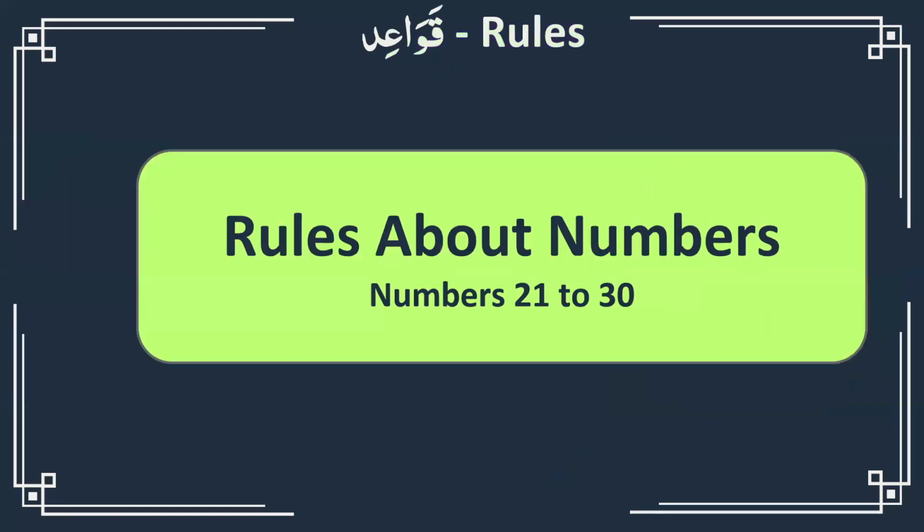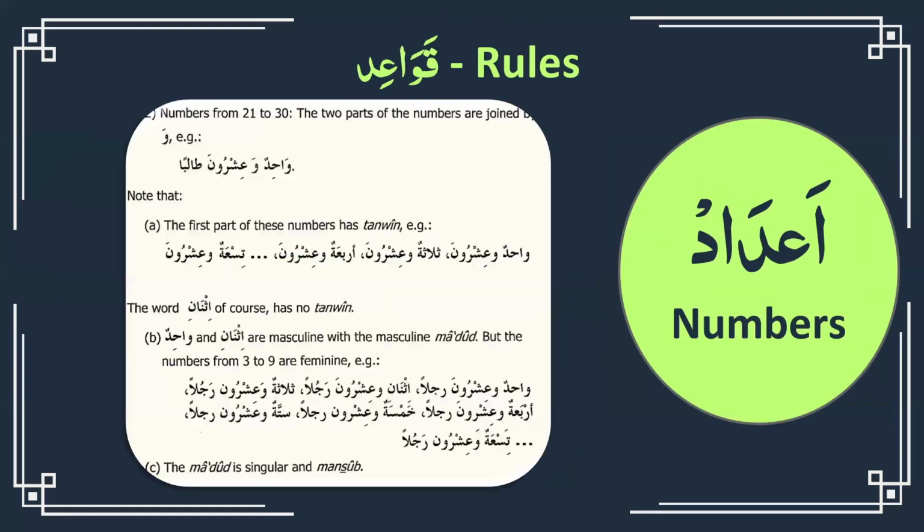Okay, now number 21 to 30. So we learned that Wahidun wa Ishrun. You basically add the wa in the middle to be able to make that number. So Wahidun wa Ishrun is number 11. Salasatun wa Ishrun is number 13. Arbatun wa Ishrun is number 14. Tisatun wa Ishrun is number 19.